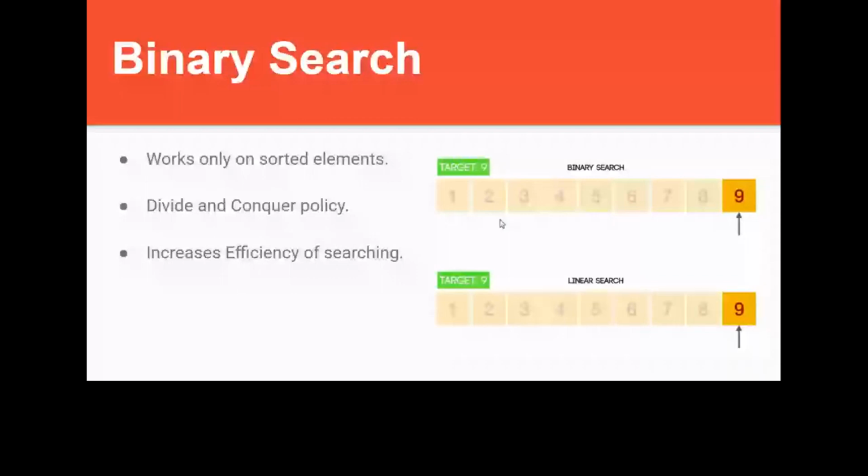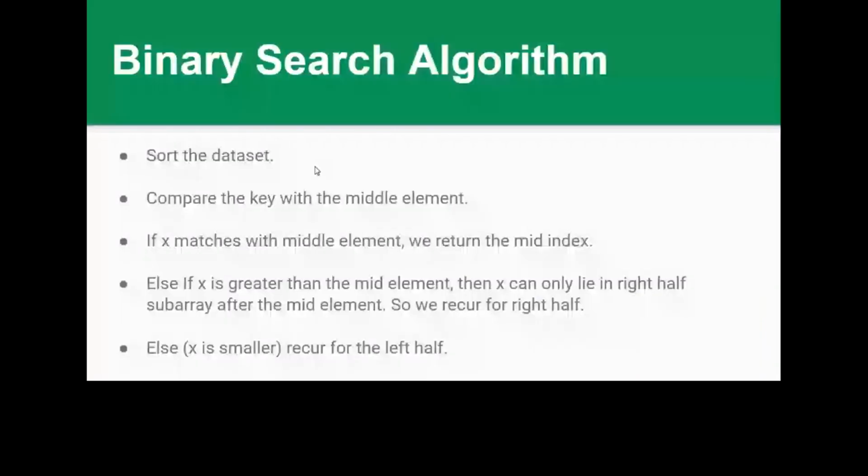Now I will explain the algorithm. First of all, we have to sort the data set. Then we compare the key with the middle element of the data set. If the key matches the middle element, we return the index of the middle number. If x is greater than the middle element, then x can only lie in the right subarray after the middle element, so we use recursion after that. Himanshu taught us recursion, so we are going to use a recursive function here.